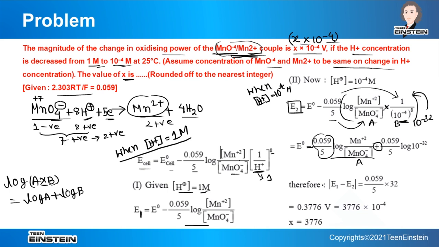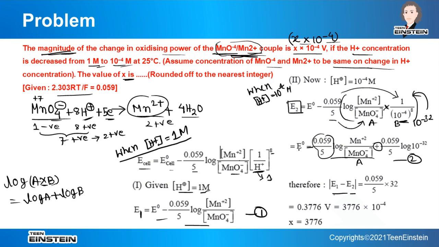Next, what will we do? We will take the difference between these two, and it is simply the mod value. Even if there is a negative sign, we don't have to consider it because we just want to know the magnitude of the change in oxidation power. That is why it is important to read the question very carefully, because if you write the value of X as negative, it will be wrong. So E1 minus E2. This is the first equation, this is the second equation, so subtract the second equation from the first equation.